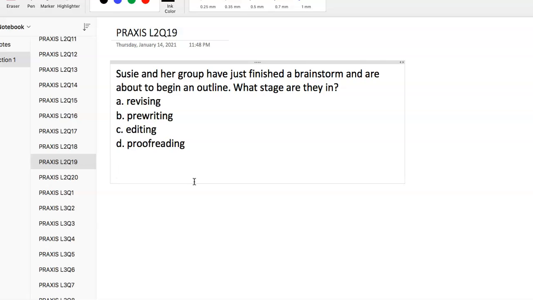Okay, Susie and her group have just finished a brainstorm and are about to begin an outline. What stage are they in? So we do have this stuff with stages of writing. That is a topic for Praxis elementary education. And the stage that they are in is pre-writing. Brainstorming and outlining as well are pre-writing stage activities. If you have any confusion on that, the stages of writing video that we have goes over all this stuff, right? Make sure we've got all that locked in.